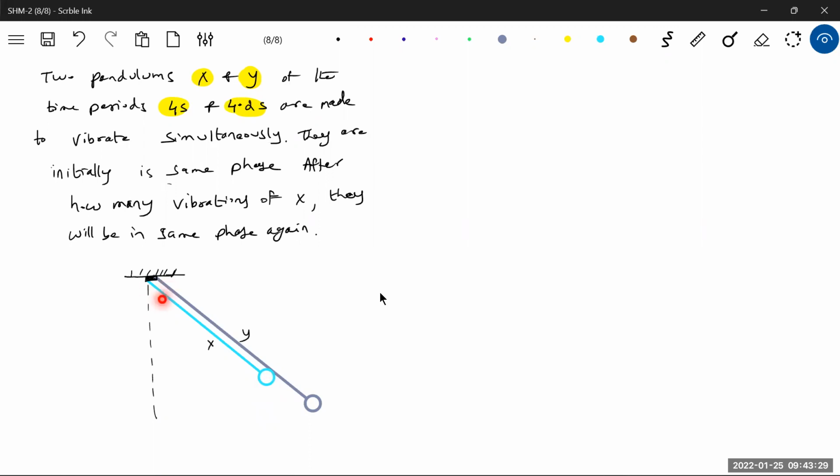Both are given the same angular displacement. Both are initially released from the same position. But how much time? X will take 4 seconds to complete one oscillation. By the time X completes one oscillation, Y would not have completed. I think this is the basic condition. How to deal with such problems?